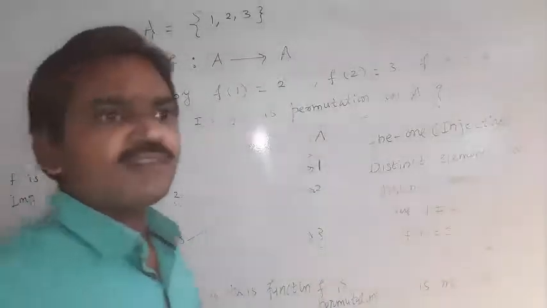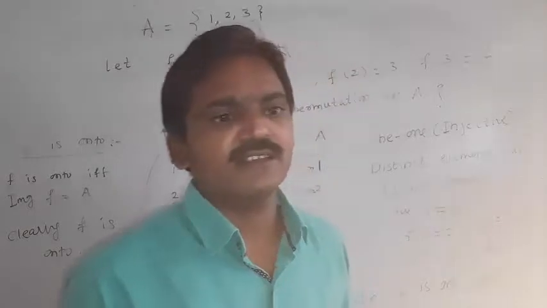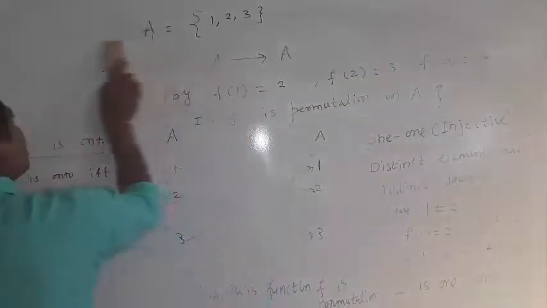So let us see another example. Permutation means a one-to-one and onto function from a set A to A. That is called a permutation. Therefore this function f is a permutation.